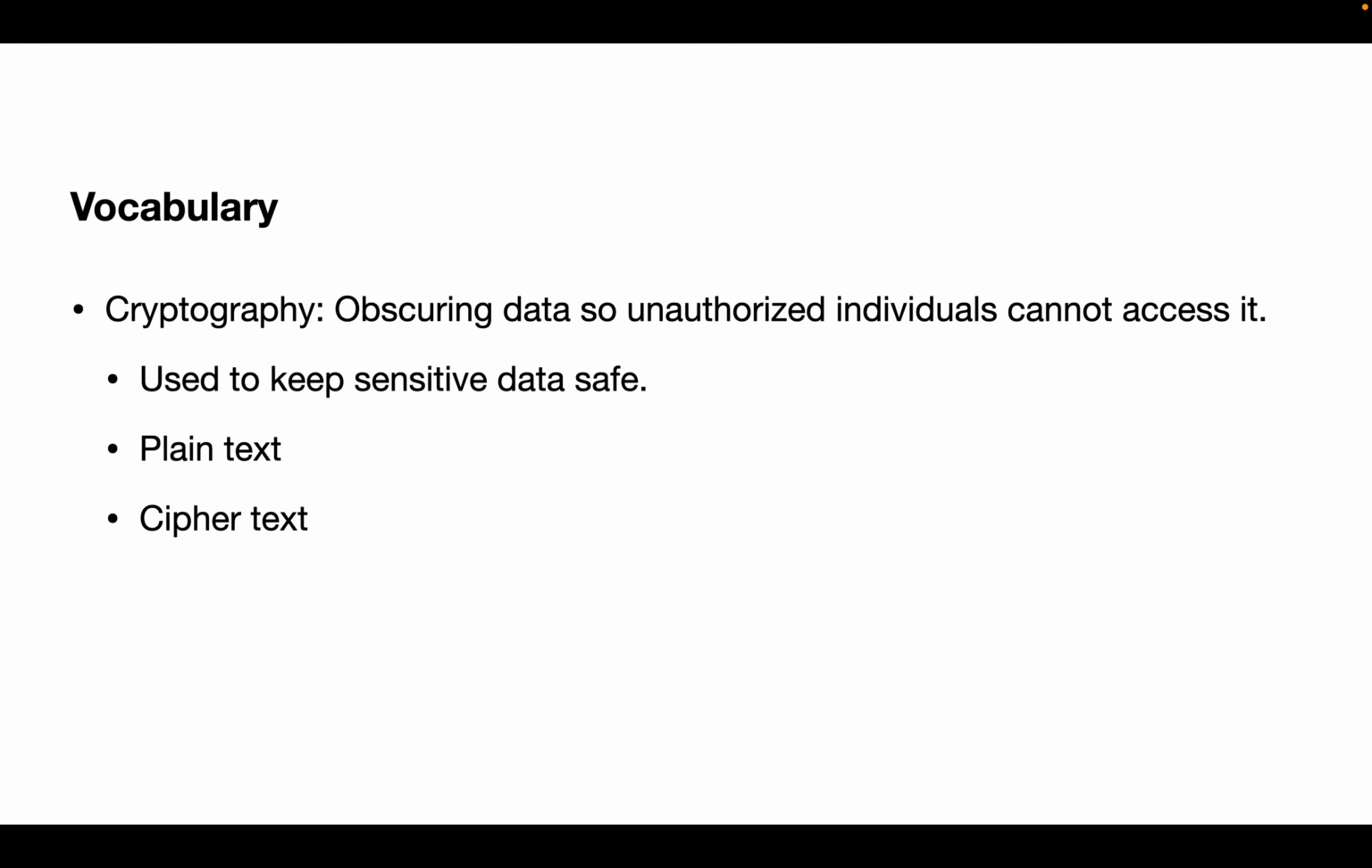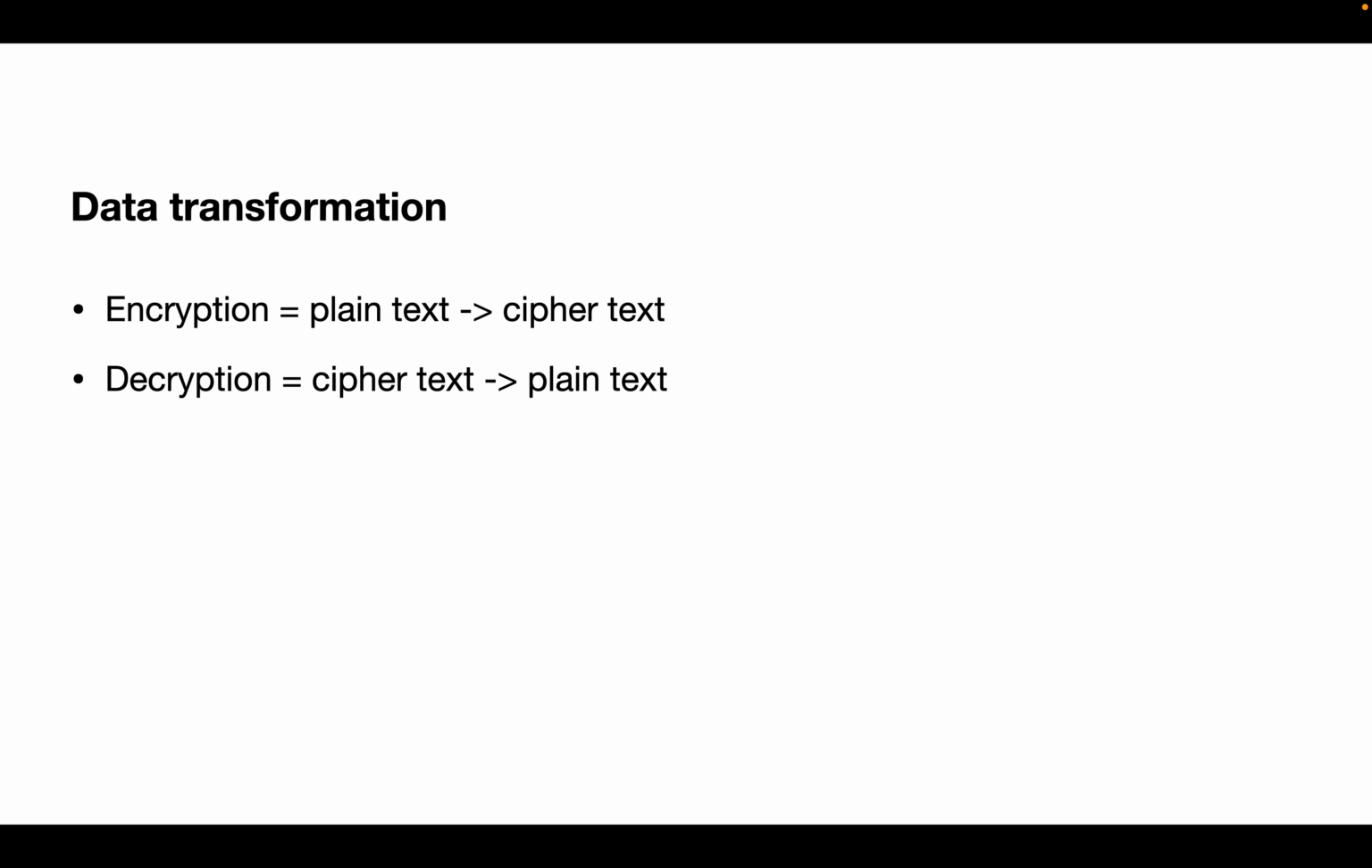And two important words to know are plaintext and ciphertext. When you have a message that has not been obscured yet, that's called plaintext. When you obscure the message so that it is not readable anymore, it's considered ciphertext. And we'll talk about how to get between the two right here.